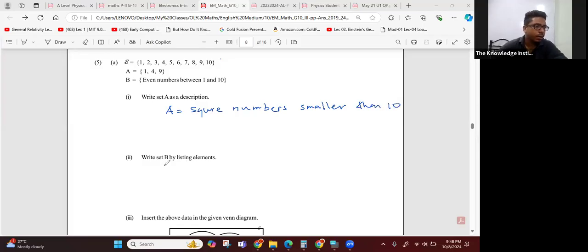Okay. Write set B by listing elements. So set B, you had to write by listing the elements. B equals even numbers between 1 and 10. So 2, 4, 6, 8. Can we write 10? No, we can't write 10 because it says even numbers between 1 and 10. So we can't write 10.